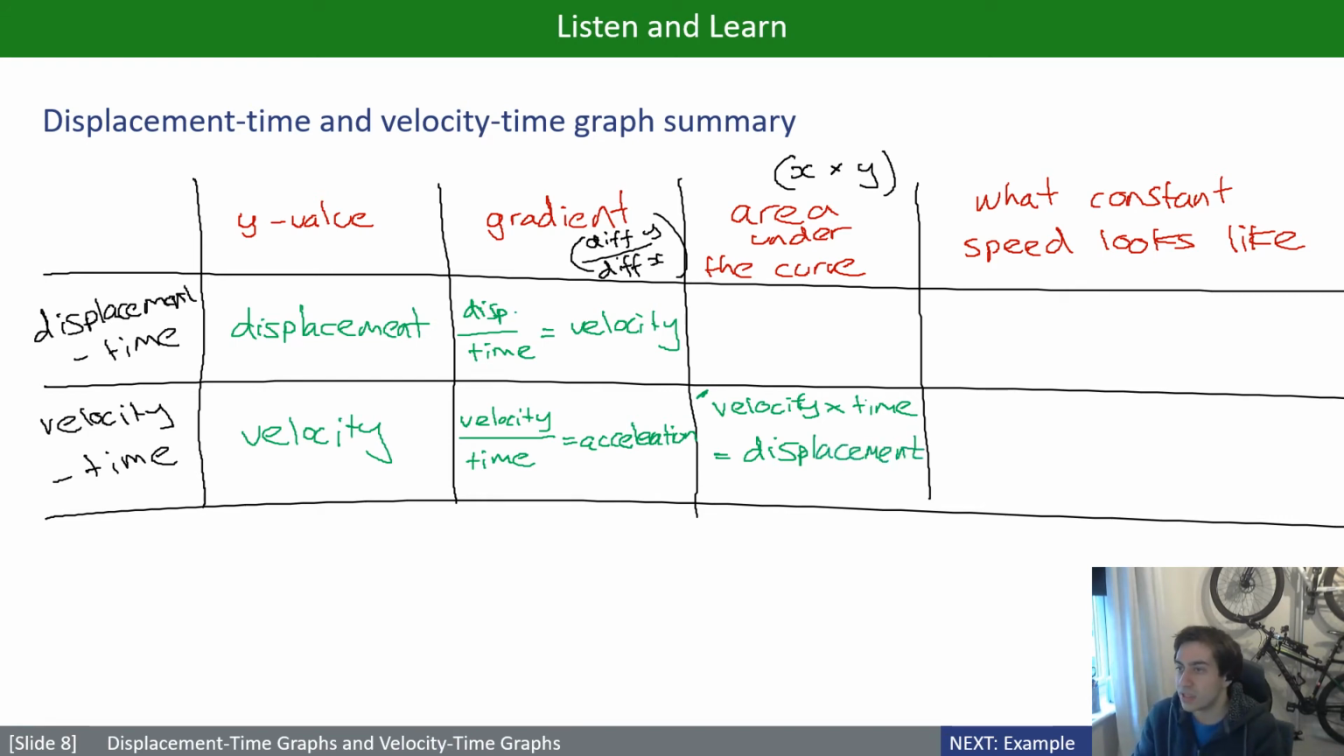So velocity time graphs are great because they can show all three things. A velocity time graph shows you the velocity, that's the y value, the acceleration, which is the gradient, and the displacement, which is the area under the curve. The displacement time graph, however, can only really show you displacement and velocity in an accurate way. You can know that there's acceleration going on, remember, if it's curvy, but it's hard to know exactly what the value of that acceleration is.